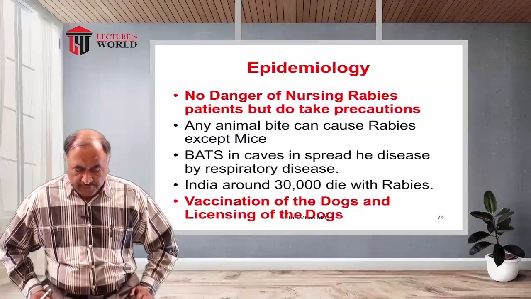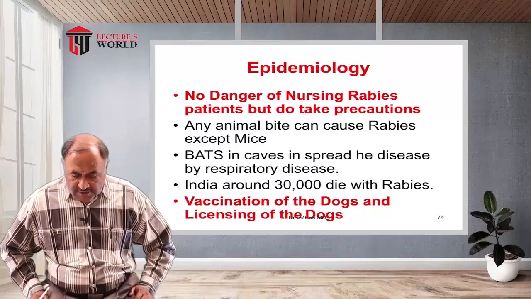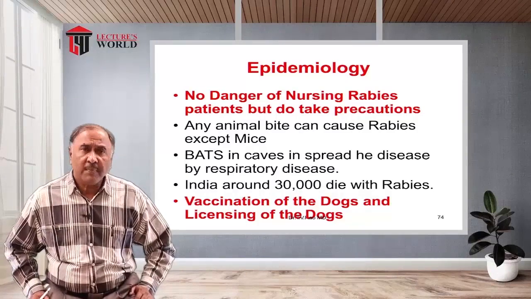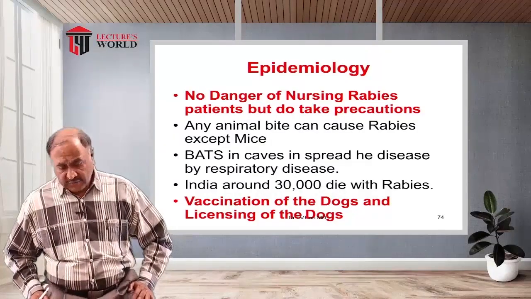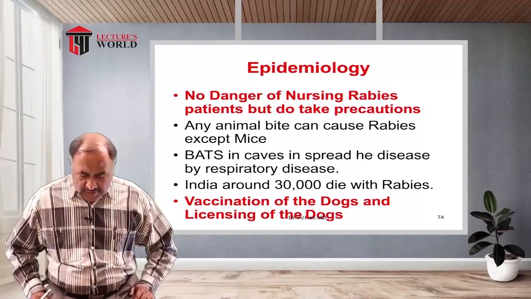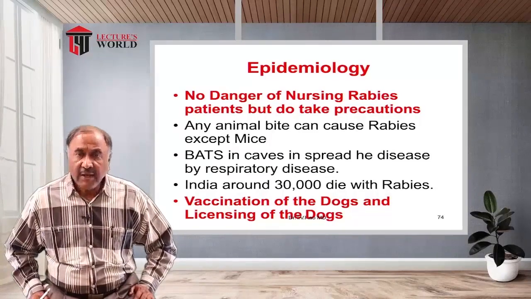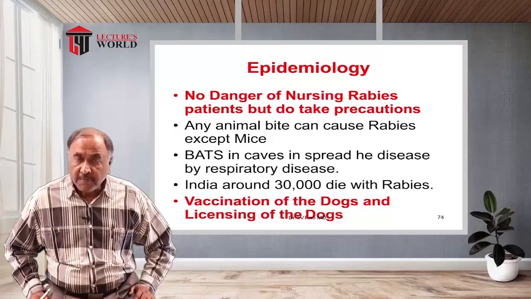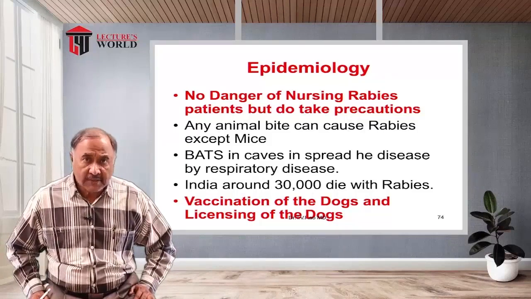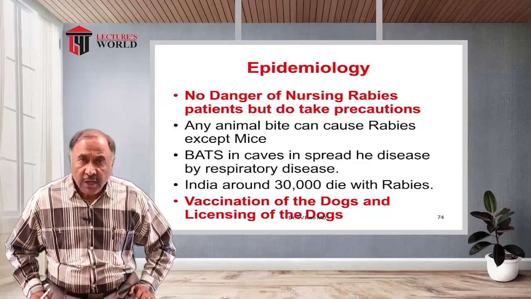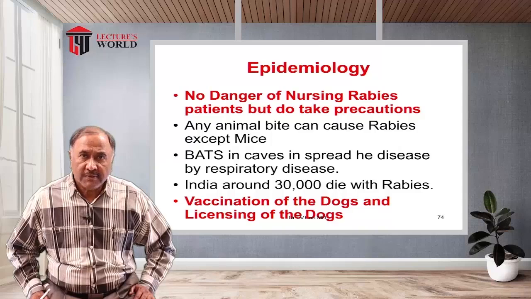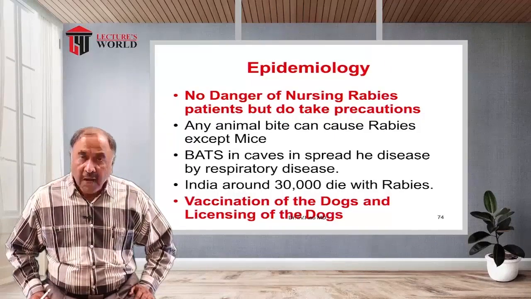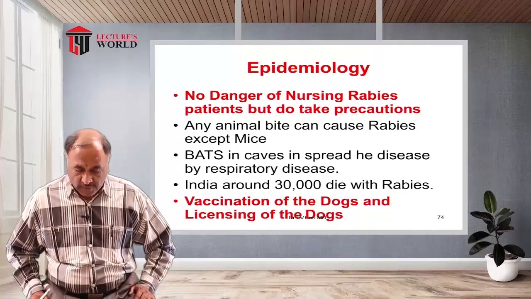Now the epidemiology. There is not much danger to nursing staff caring for rabies patients, but they should always take precautions. Any animal bite can cause rabies except mice. Bats in caves: remember, bats are flying mammals. They are not birds, they are mammals. So all mammals are prone to rabies infection. Bats in caves spread the disease by the respiratory route.